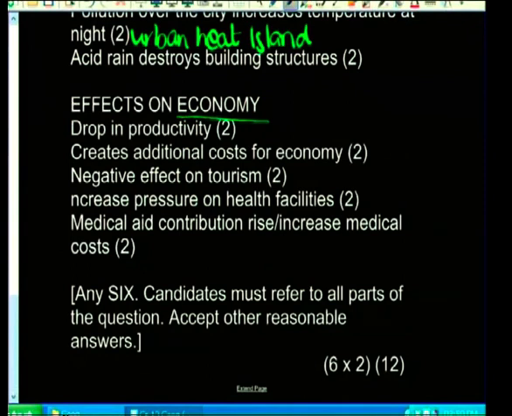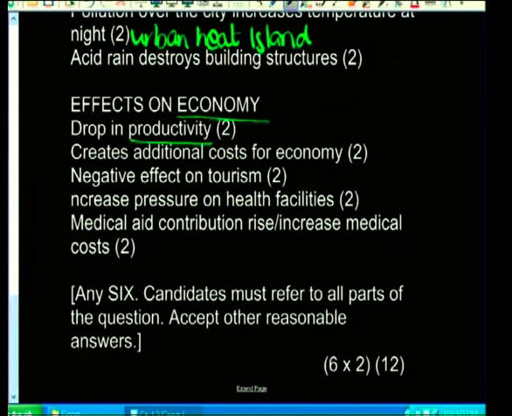Then our last one is the effects on our economy. Okay, so how does pollution actually influence our economy? If we have to reduce the amount of carbon dioxide, we will have a drop in productivity. So industrial areas would have to reduce the amount that they are producing in order to reduce the carbon dioxide levels. Creates additional costs for the economy.